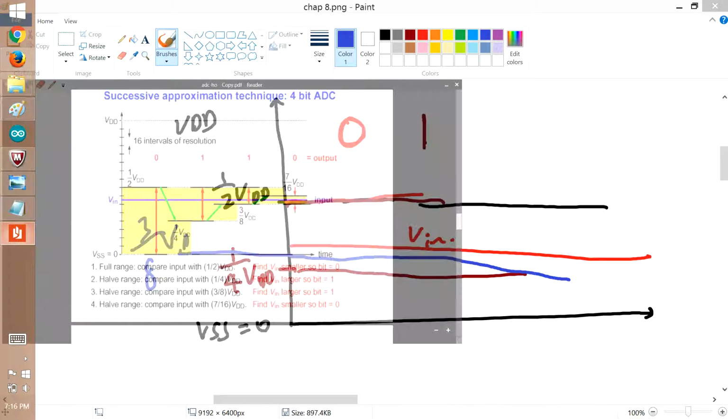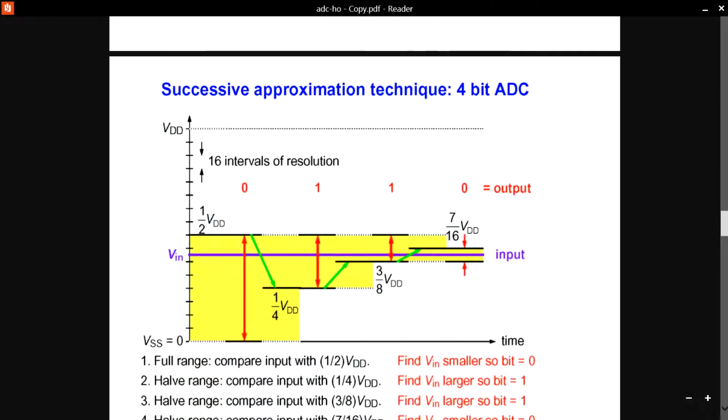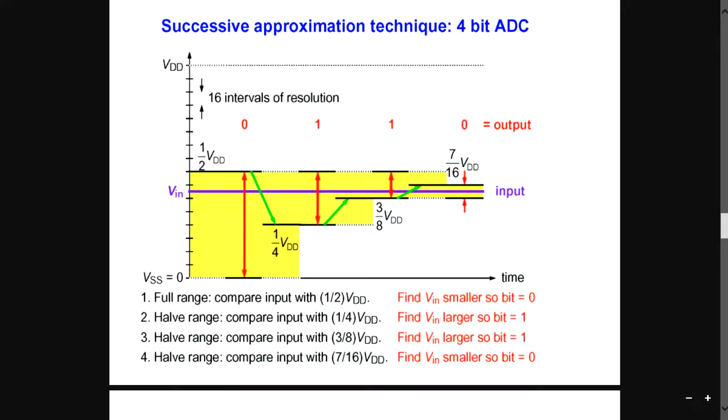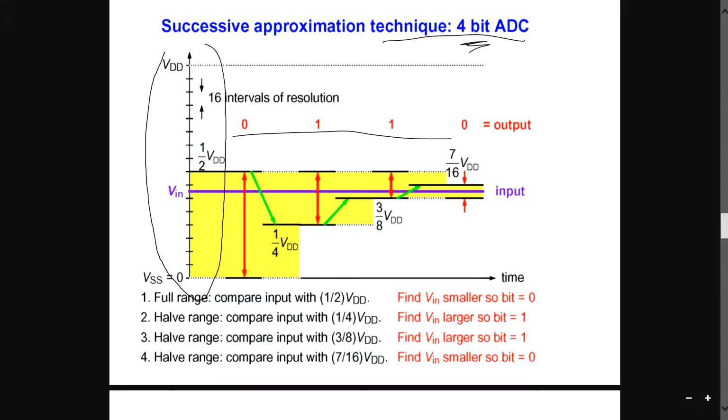So this is the approximation method. It's a successive approximation technique for a 4-bit ADC. It's 4-bit, so that's why you can see it's 0, 1, 1, 0. 4-bit means you have 16 possible intervals of resolution. So over here you can straight away define your V in as in between 7/16 and 3/8, where 3/8 is actually 6/16. I hope you get what I mean already.